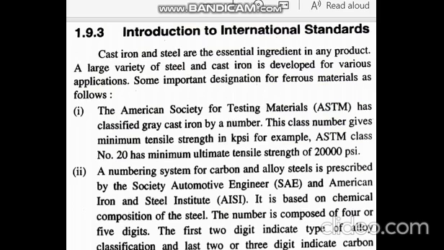Dear students, in the last two lectures we have seen the Indian standards designation of some materials, engineering materials, mechanical engineering materials that we use. Now all we have seen is about Indian standards.